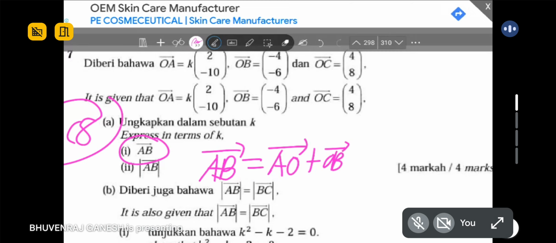Enough already. Okay? Alright. So now, AO. Do we have information, guys? Vector AO. You see the question.